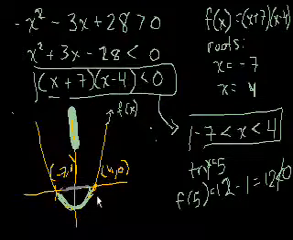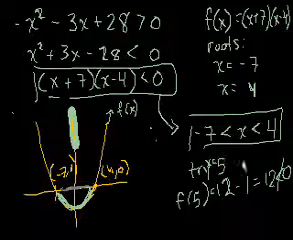And you're probably saying, well, Sal, how do I know I don't include the roots? Well, at the roots, f of x is equal to 0. So if this was less than or equal to 0, then the answer would be negative 7 is less than or equal to x is less than or equal to 4.